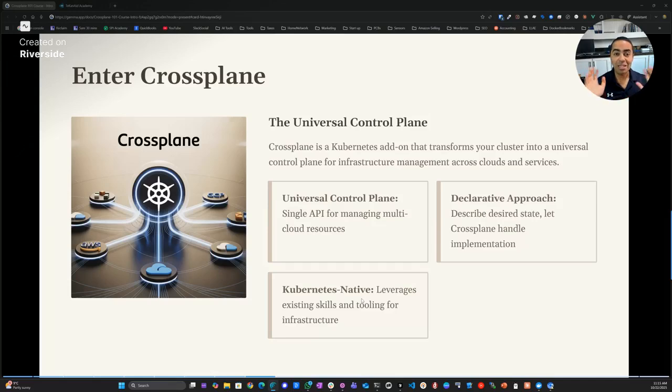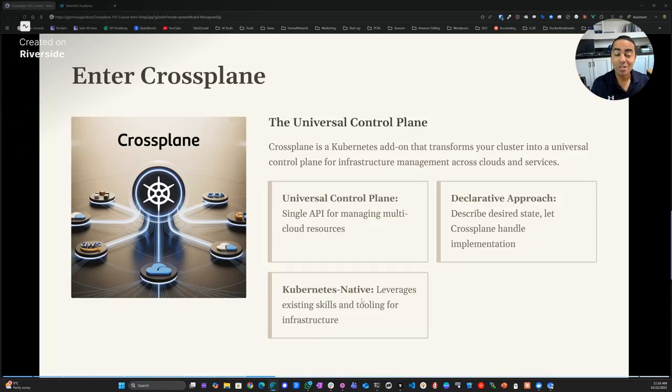All right, so that's platform engineering and DevOps in a nutshell, but let's jump into Crossplane. What in the world is Crossplane? It is a universal control plane, and it is built on top of Kubernetes as an add-on that transforms your Kubernetes cluster into a universal control plane for infrastructure management across your clouds, your services, really anything that has a provider that you can use. So the universal control plane is a single API for managing multiple cloud resources.